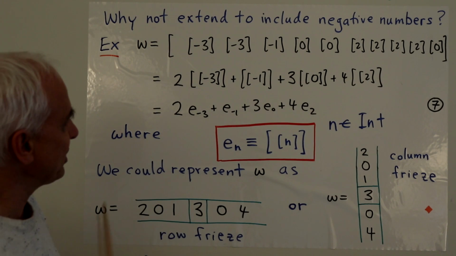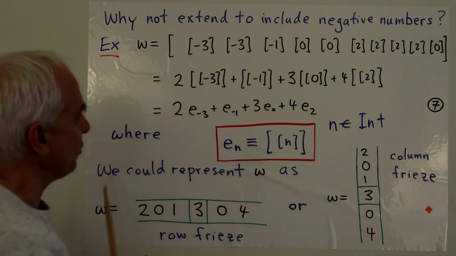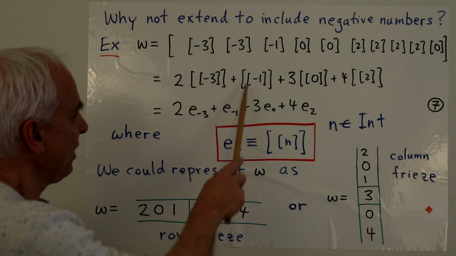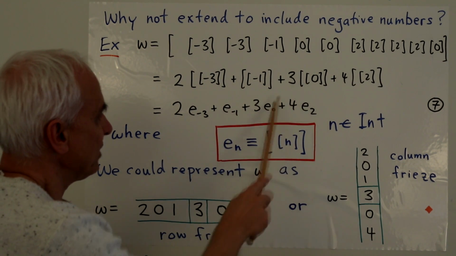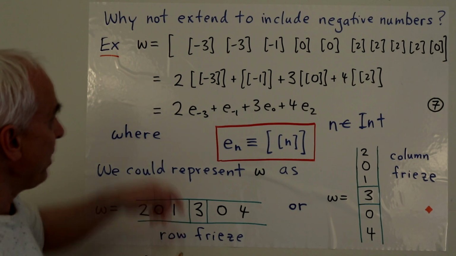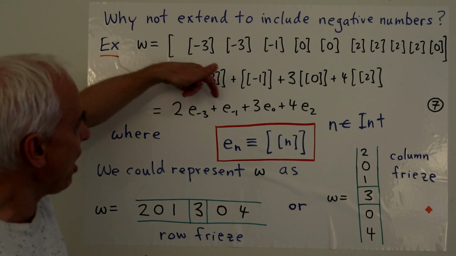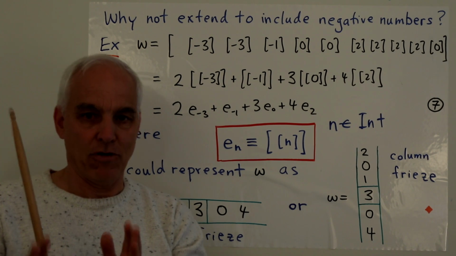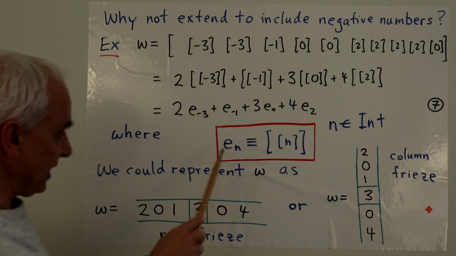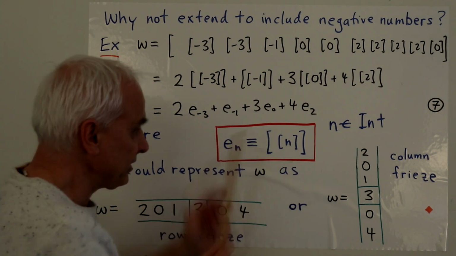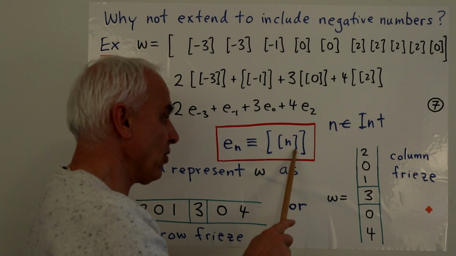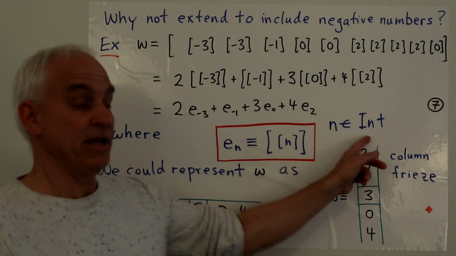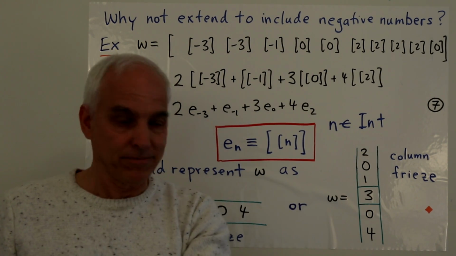And then if we introduce a more compact notation for this kind of thing, we replace this with e sub -3, this with e sub -1, e sub 0, e sub 2. Then we can express w as a linear combination of these fundamental multisets or maxils. In this case, e sub n is the multiset consisting of the single singleton n, where now n is allowed to be an integer, not just a natural number.